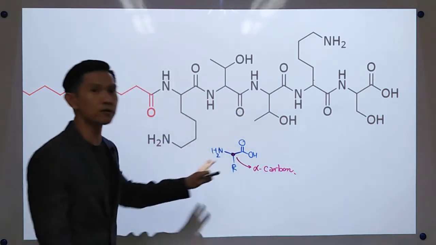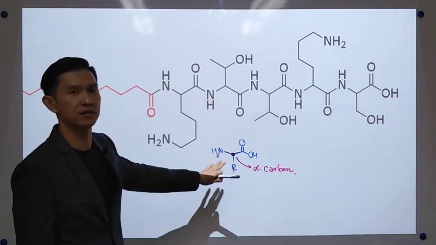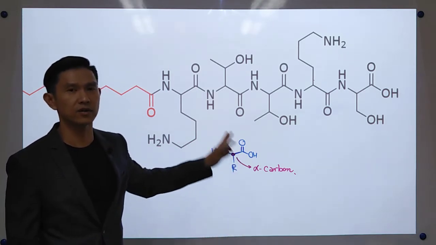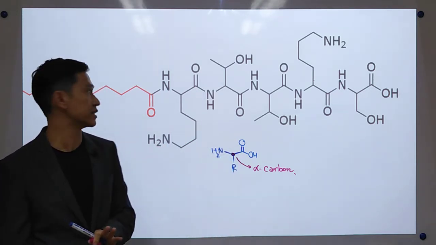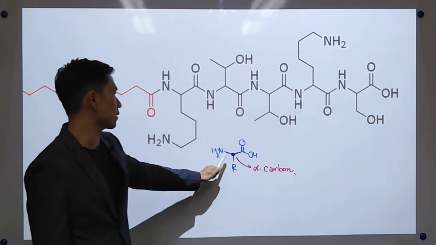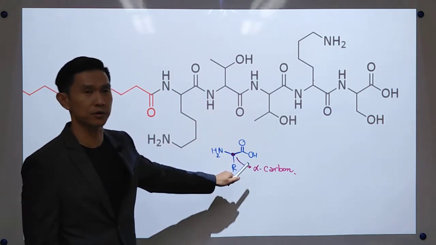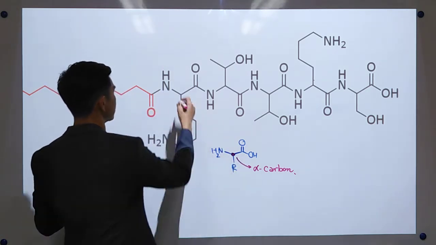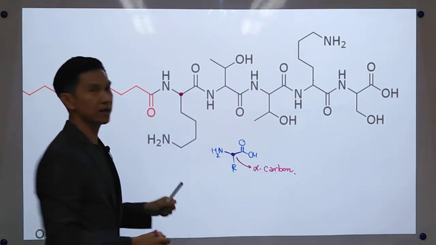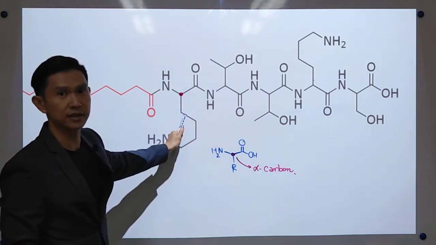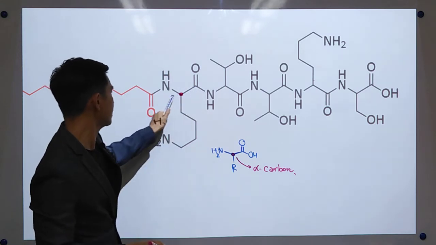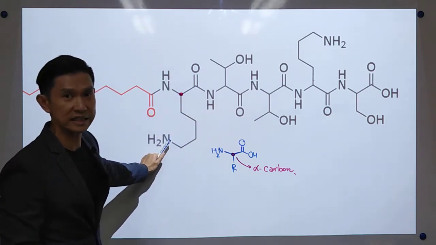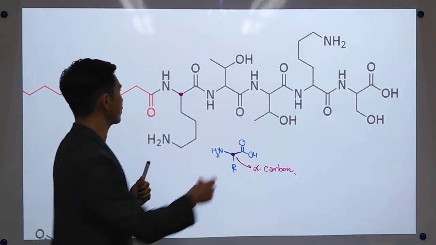I will label all the alpha carbons in the center of each amino acid. Then you can count the number of amino acids very easily. The alpha carbon is the carbon in between the amino group and the carbonyl group, N and carbonyl. So this is the alpha carbon, and this belongs to the first amino acid. As you can see, amino acid and the side chain. This is lysine. Next alpha carbon is here.